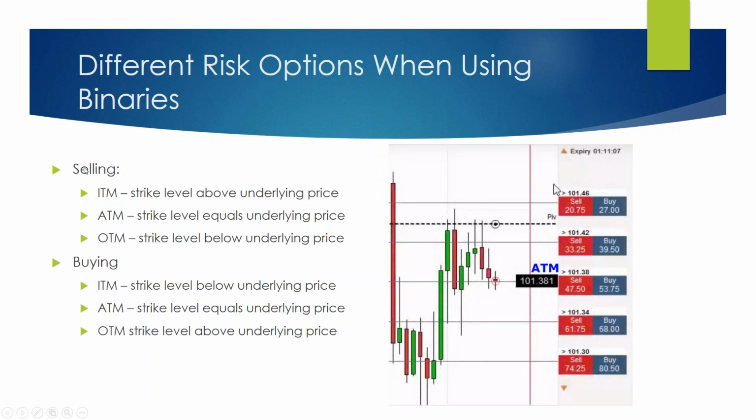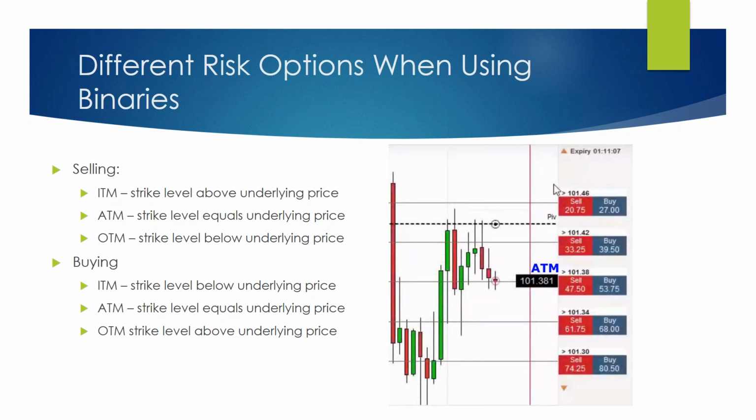If you are in the money and you're selling, that means the strike level is above where price is currently trading. So for example, if I wanted to sell an in-the-money binary on this chart, it would be 101.42 because price is trading at 101.38. The 101.38 is your at-the-money strike.